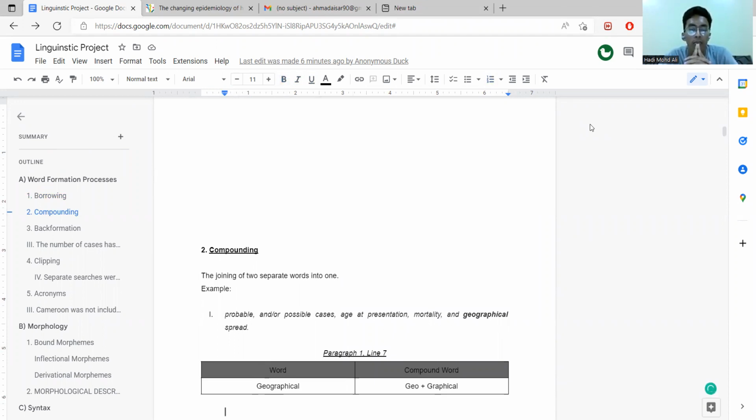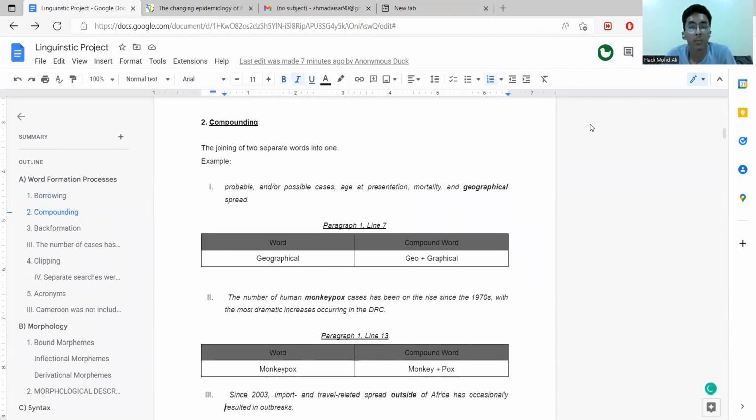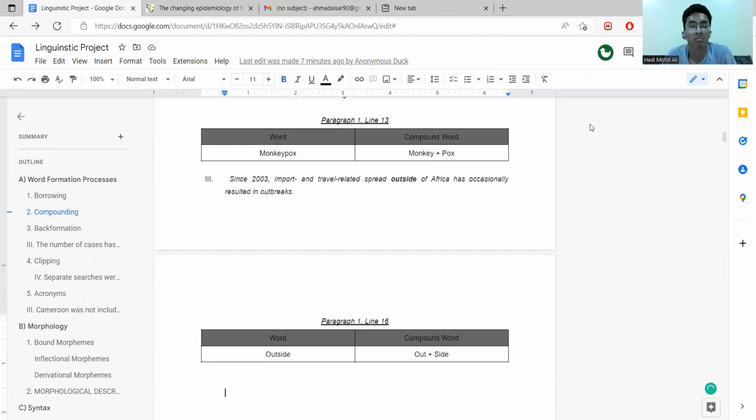probable and or possible case, age at presentation, mortality, and geographically spread. So the word geographically is two words combined into one. Based on it, the compound word is made from geo and graphical. So you have geographical, and then moving on to back formation.